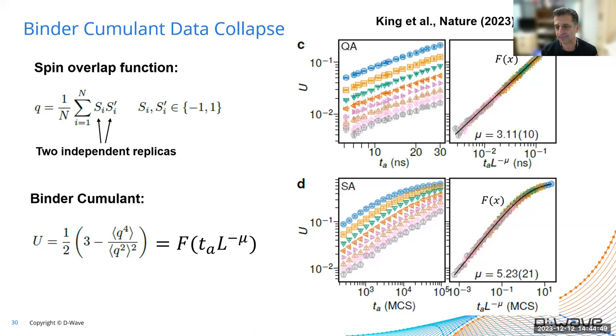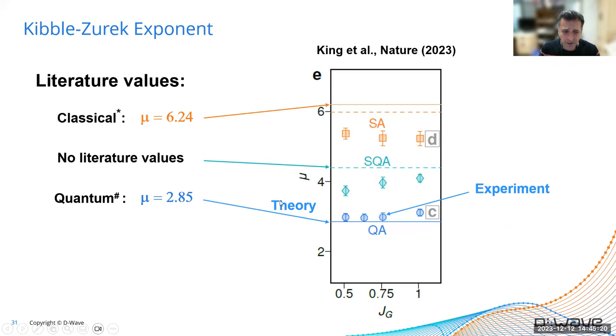But more importantly, by fine-tuning this exponent mu to get the collapse to the best quality, you can actually determine mu. And this mu is the Kibble-Zurek exponent that I mentioned before. So this is a way to experimentally and numerically extract this Kibble-Zurek exponent in these two dynamics. What we find is, this is the literature value of the Kibble-Zurek exponent that I mentioned earlier, and these are the experimental results, and there's very close agreement between the experimental result and the theory. What it tells me is that this machine, up to 5,000 qubits, is doing something very well in agreement with predictions of quantum mechanics, at 5,000 qubits, which is not simulatable by any classical approach.